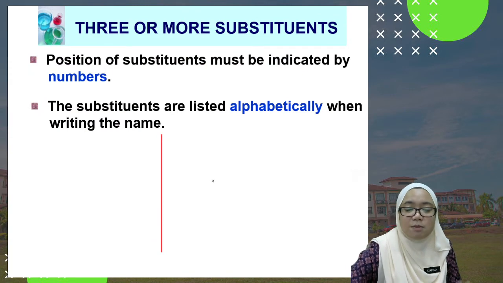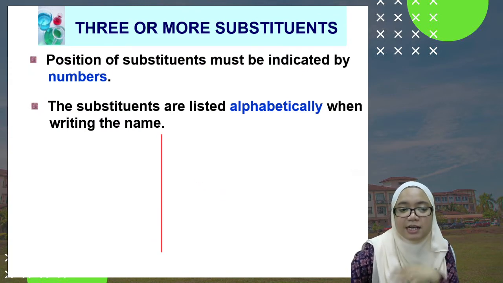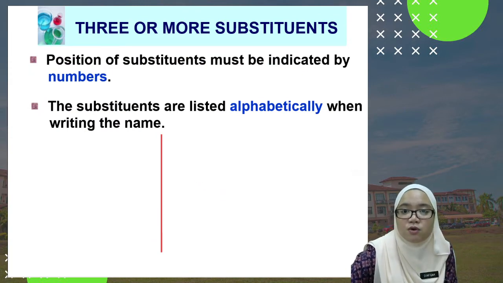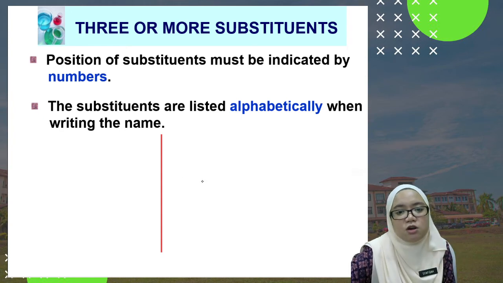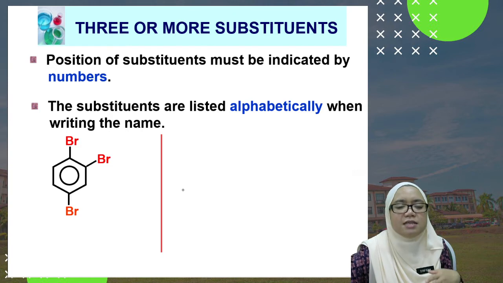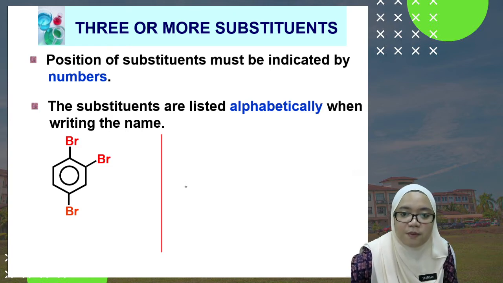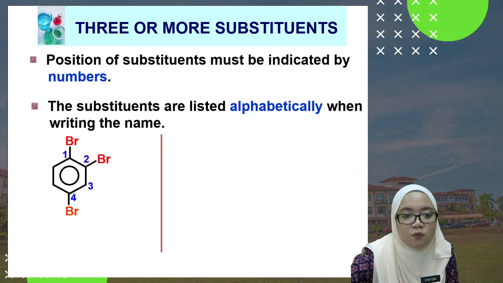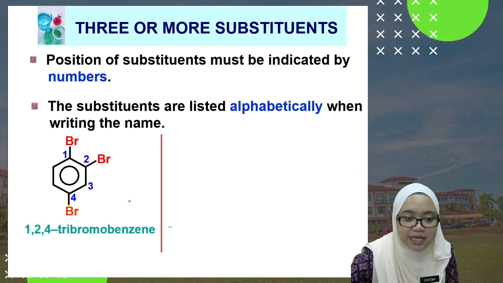Next, kita dah habis yang disubstituted. Sekarang kita tengok kalau dia ada 3 or more substituent. So, position of substituent must be indicated by numbers. And the substituents are listed alphabetically when writing the name. So, kat sini kita ada 1, 2, 3, 4. Ada 3 substituent bromine and kita nomborkan dia. So, ni adalah 1,2,4-tribromobenzene.